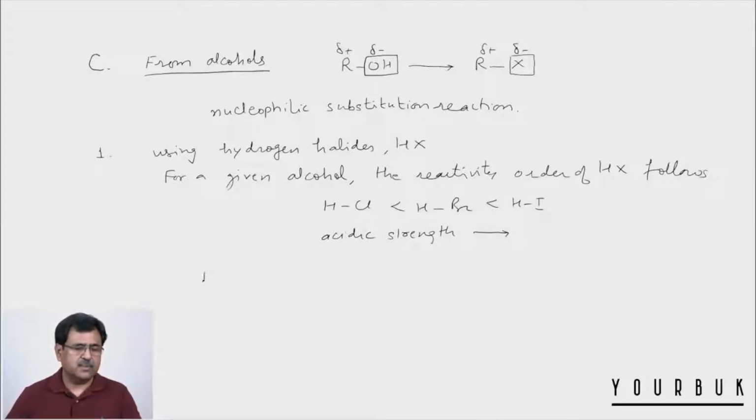Now we start with first, this is alcohol and we are reacting it with hydrogen chloride either in the presence of heat, or we can use anhydrous ZnCl2 as a Lewis acid catalyst. So it gives you RCl plus water. And HCl in the presence of anhydrous ZnCl2 is called a Lucas reagent.